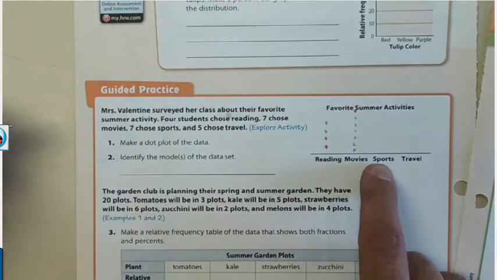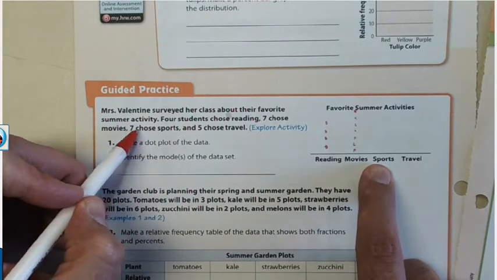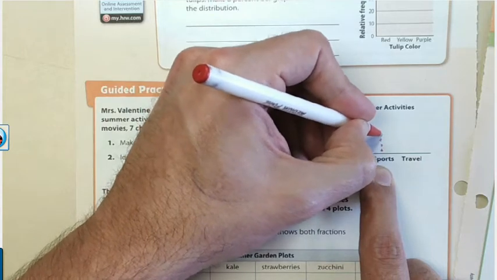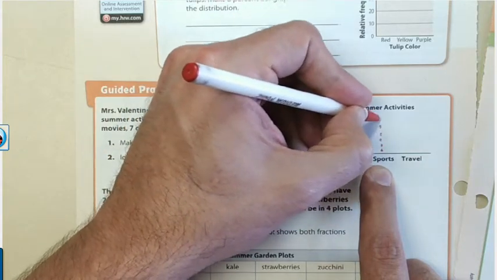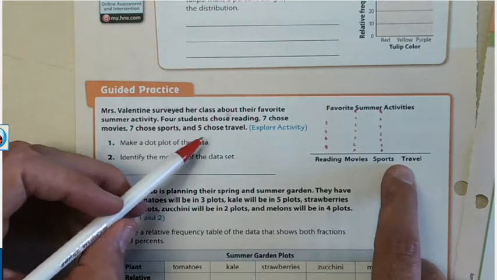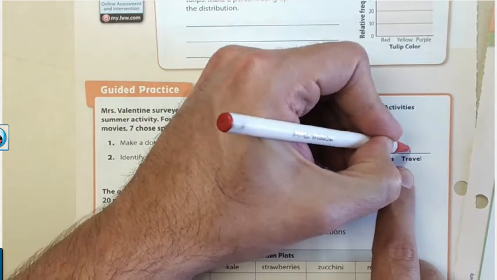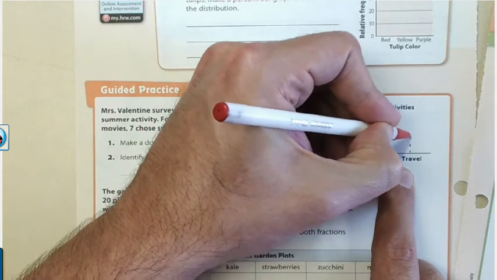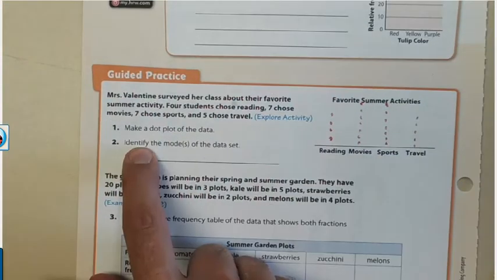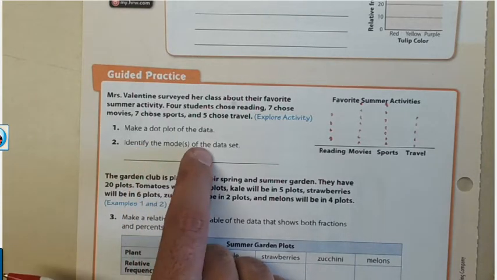Alright. Now for sports, 7 chose sports. So 1, 2, 3, 4, 5, 6, and 7. And then travel 5. So I'm going to do 1, 2, 3, 4, and 5. That's how you make the chart. Question 2 says, identify the modes of the data set.